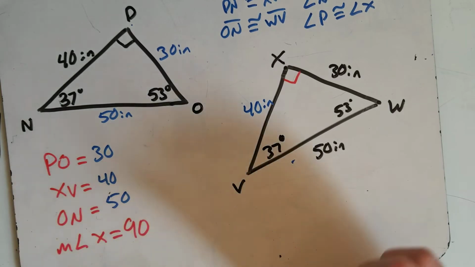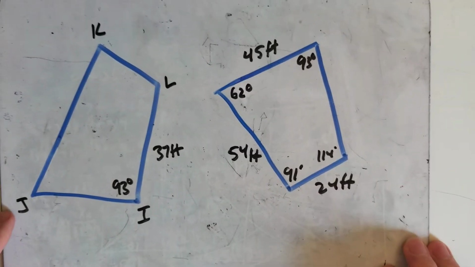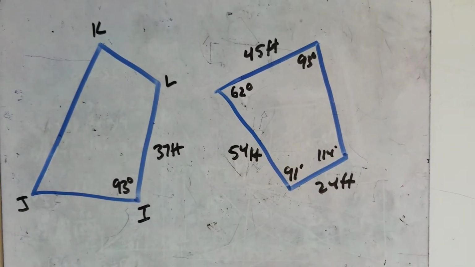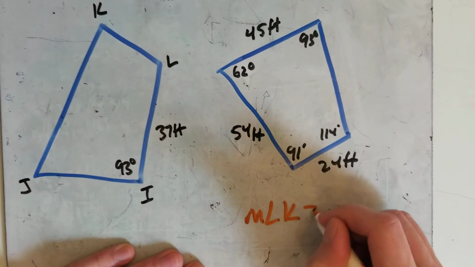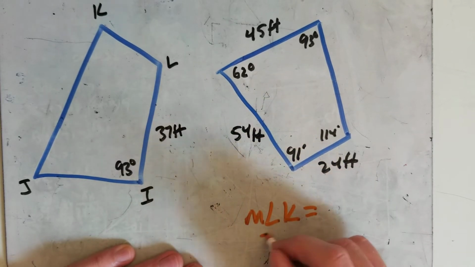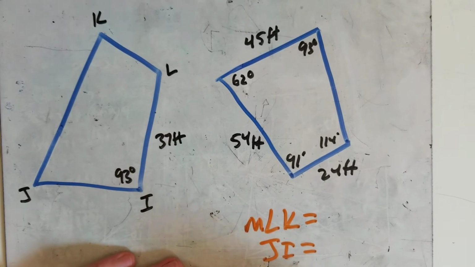Let's try a couple more. See if we have these down, actually. Pull one over. Our next one, we have these two figures. And we want to figure out only two pieces of information here. We're looking for the measure of angle K, and we're looking for the length of segment JI. That's our info we're looking for here.